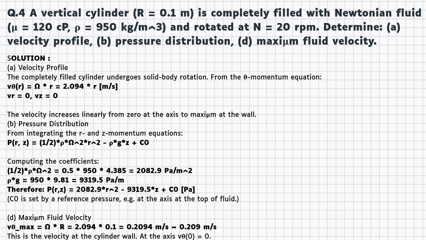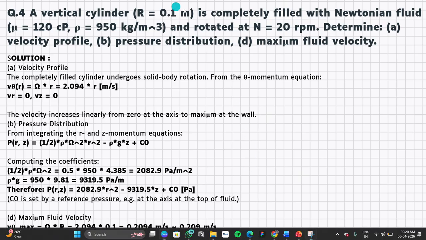Now, for maximum fluid velocity, the maximum velocity occurs at the wall of the cylinder. Using V is equal to omega into R, we calculate it to be 0.209 meter per second. So overall, this problem shows how rotation affects velocity and pressure distribution inside a completely filled system.